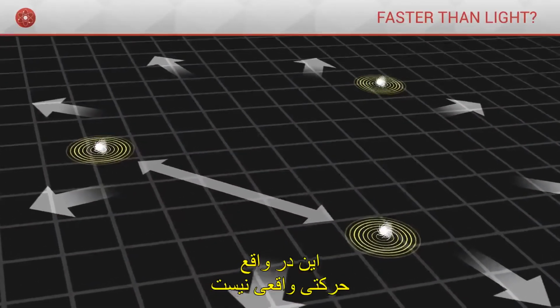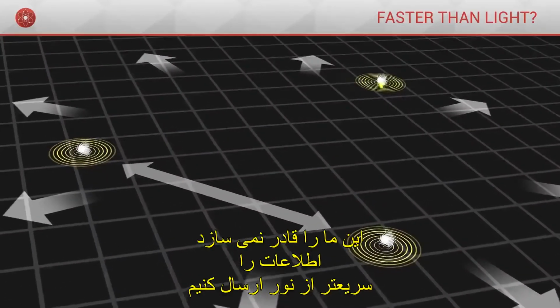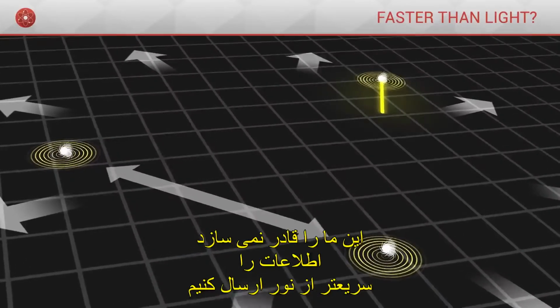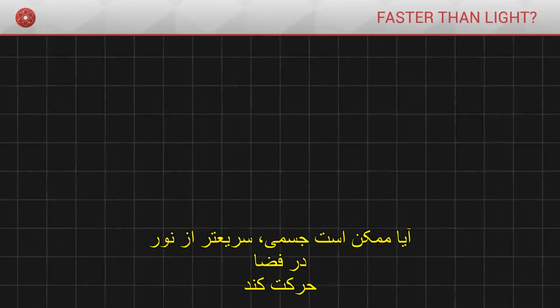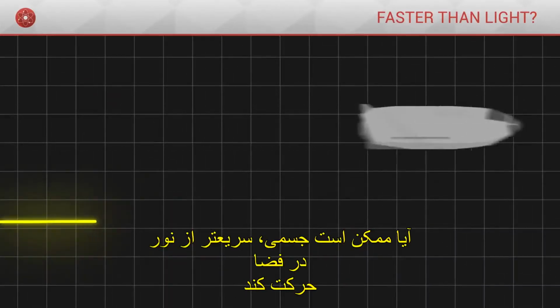This is not actually true movement. It does not enable us to send information faster than light. Except for the expansion of the universe, is it possible for an object to move faster than light through space?